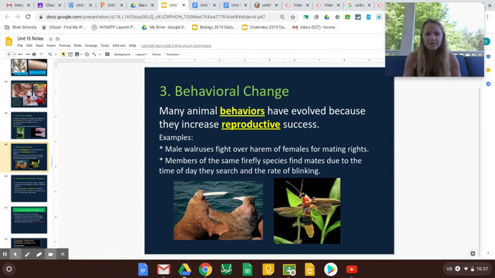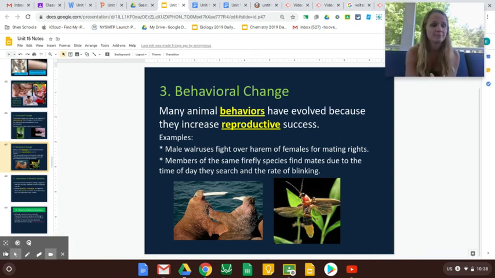There are also fireflies that mate at certain times of day based on the rate of blinking. So again, maybe there were different fireflies and there was too much competition, and different rates of blinking gave off different messages. Whatever happened with the rates of blinking, it made certain fireflies more successful. So then they were able to survive and they were able to reproduce and pass on their genes. So even behavior can evolve over time.